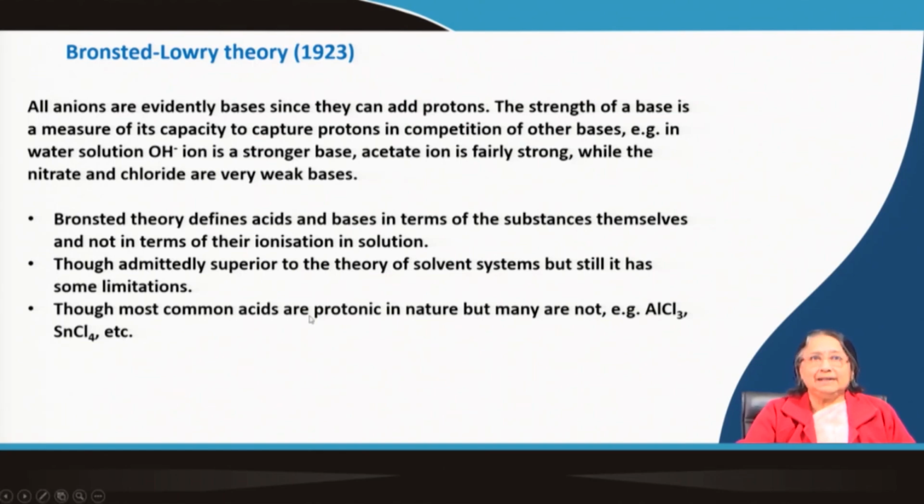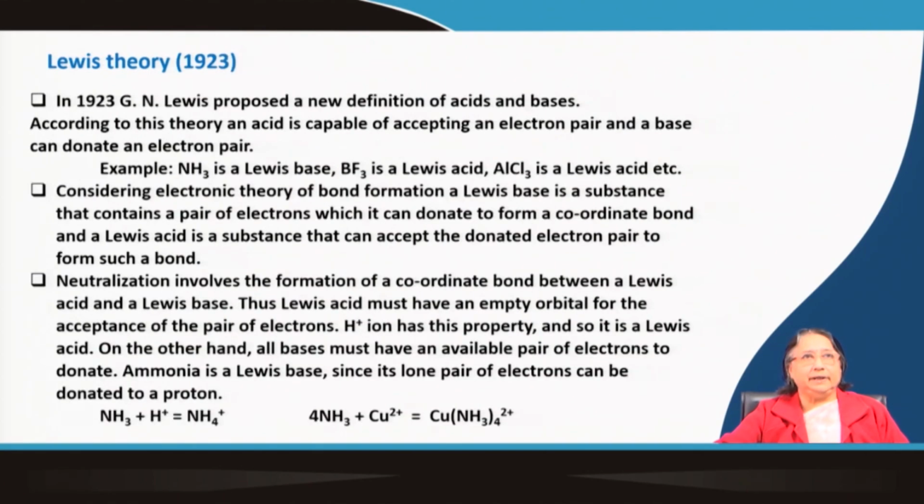Though most common acids are protonic in nature, many are not. For example, aluminum chloride, we know that it is acidic, but how can it be explained in terms of Bronsted theory? It is not possible. And stannic chloride is also acidic. So how can it be explained by Bronsted theory? These are the limitations of Bronsted theory.